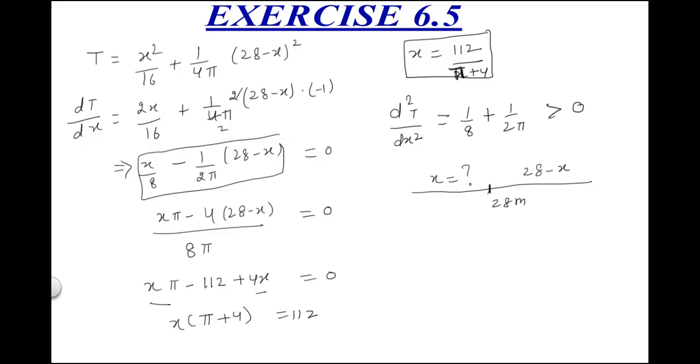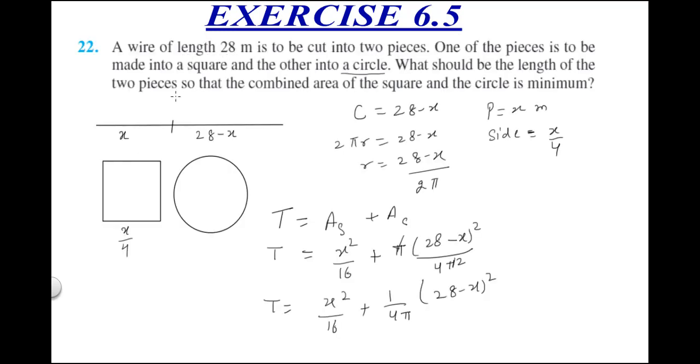I am again repeating it for you once. A wire was there of 28 meter length. It was cut into two pieces. So I considered one piece as x and another piece as 28 minus x. One of the pieces is to be made into a square. We have done that, and another into a circle. So this x becomes the perimeter of this square. So the side is x divided by 4. Similarly, 28 minus x becomes the circumference. Hence the radius can be calculated from it. So we calculated the side and the radius.